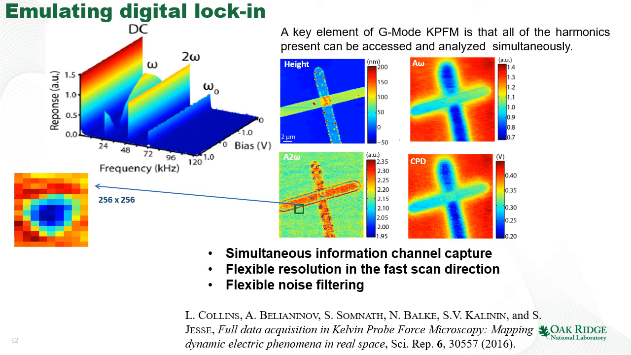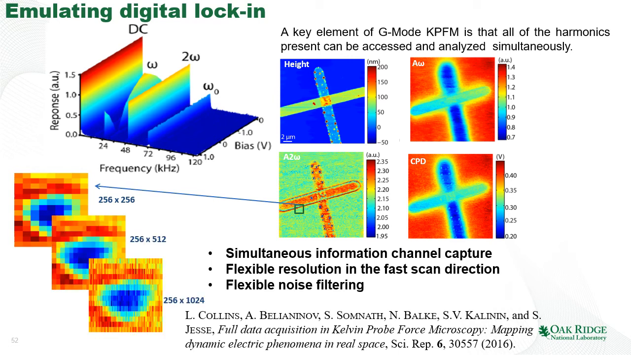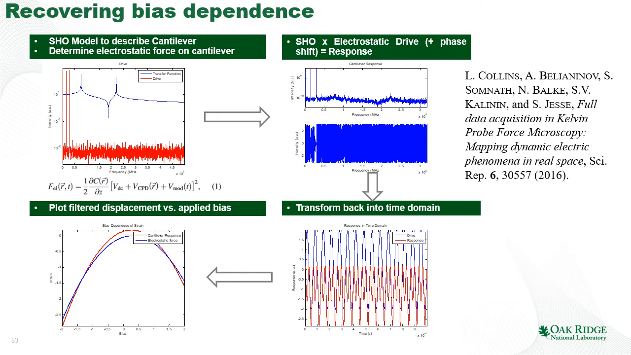We can reconstruct the CPD, and by the nature of G-mode, we can represent the data with a different number of spatial pixels. So we have a tunable resolution in the fast scan axis direction. We can construct the force voltage curve at each point, just out of the observation of the trajectory.